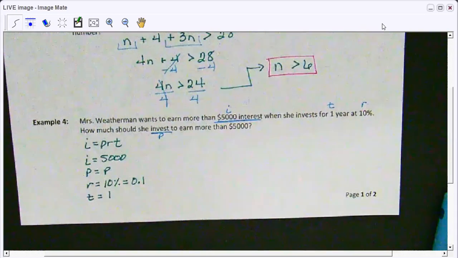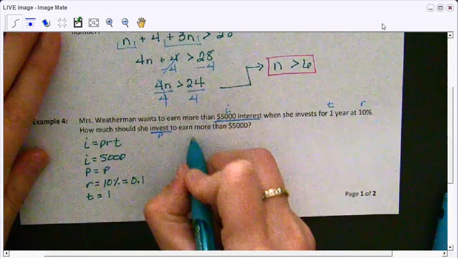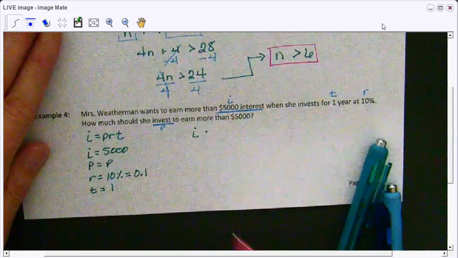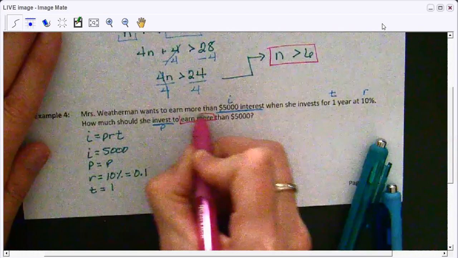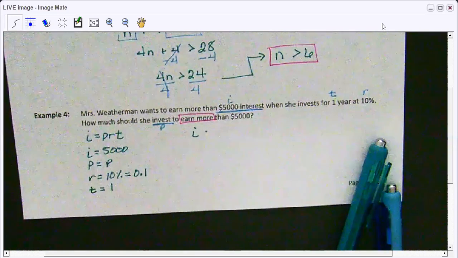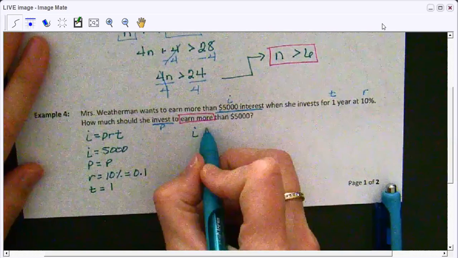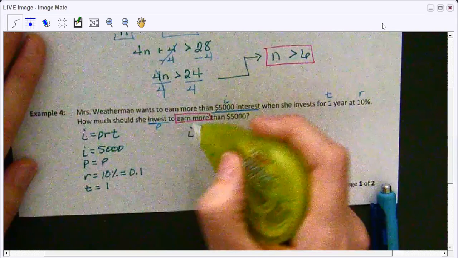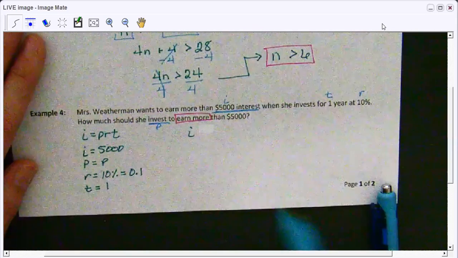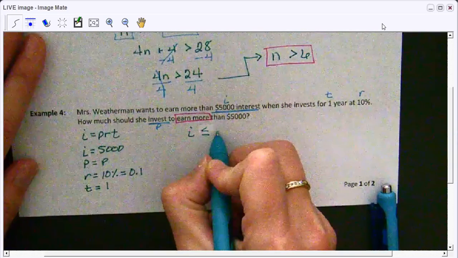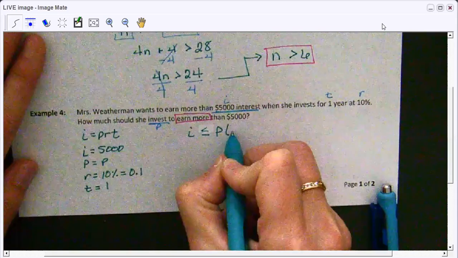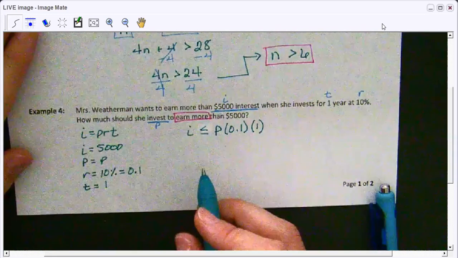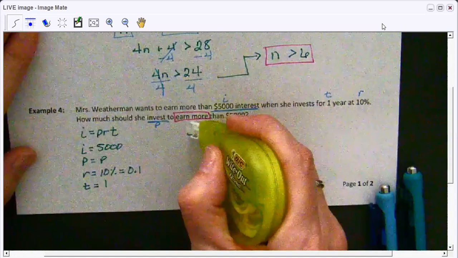Okay. So let's plug this into our equation. We can't forget that she wants to earn more than the 5,000. So I want my interest to be greater than, no, I did that wrong. My interest, what I earn over here, needs to be greater than. So I equals P times my rate times my time. Okay. Oh, I need to put the 5,000 right here.